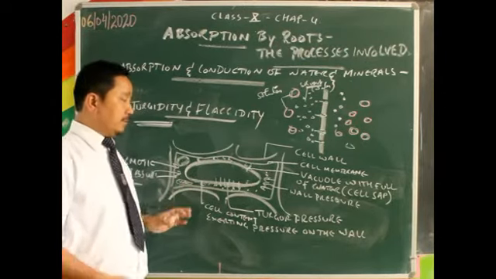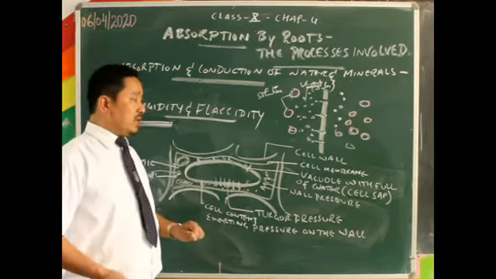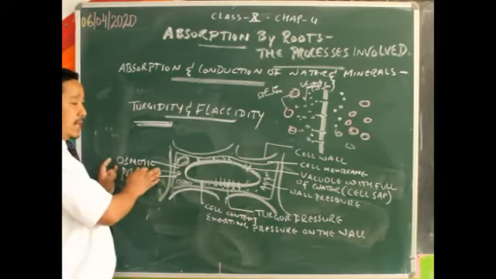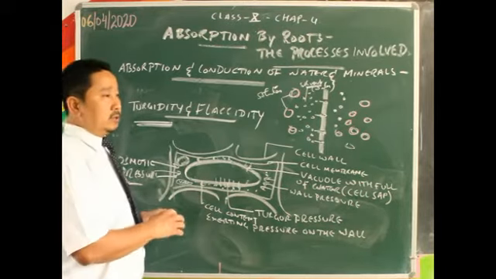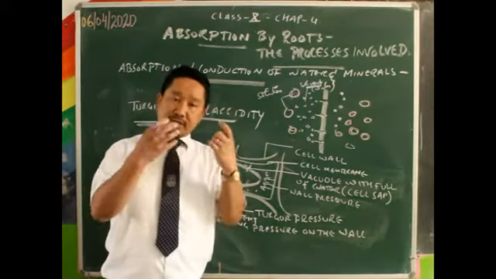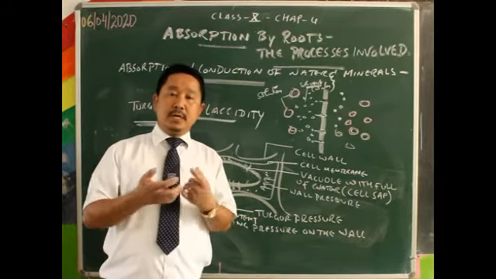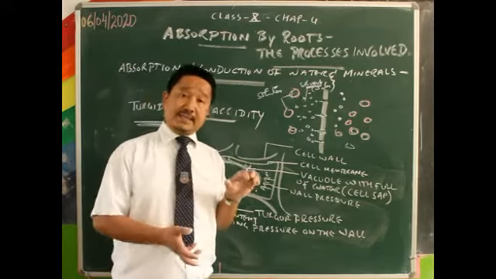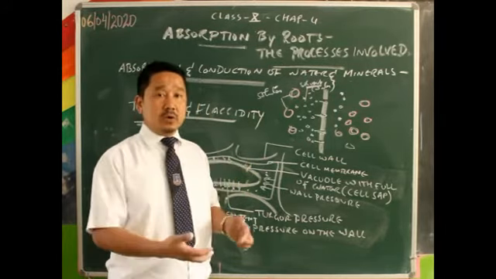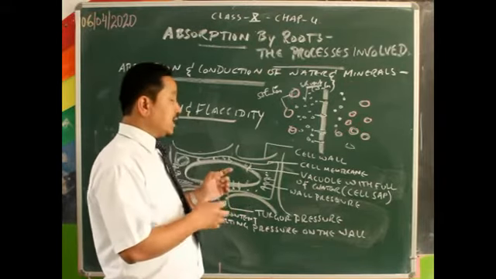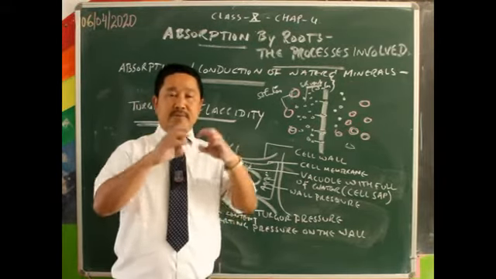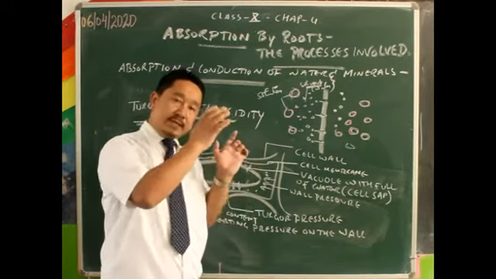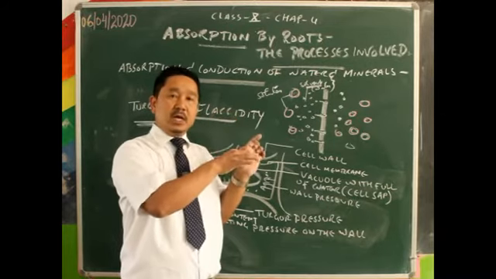Turgidity. See here. When the water molecules keep moving inside, the osmotic pressure is there. When osmosis takes place inside, pressure is formed. When pressure is formed, that osmotic pressure will stop the further inflow of water, because if more goes inside, the cell may burst out. So in order to stop that, there is a pressure, the osmotic pressure, which will defend it.